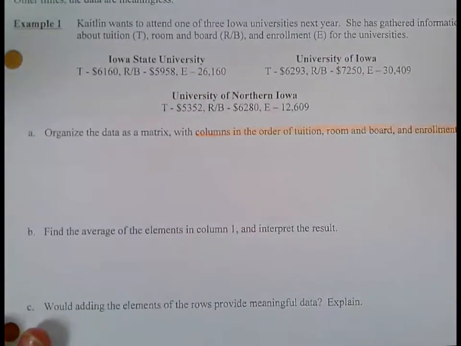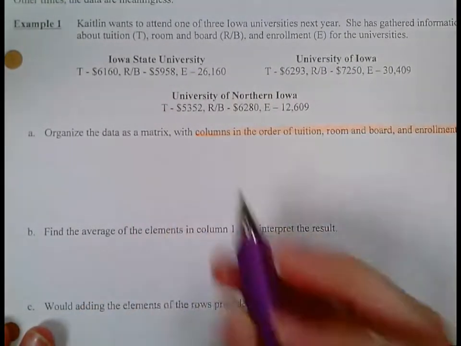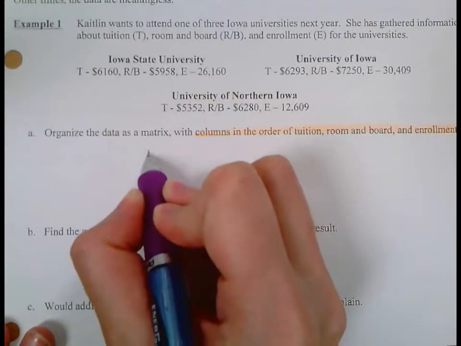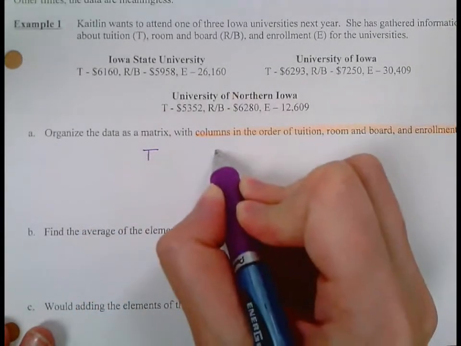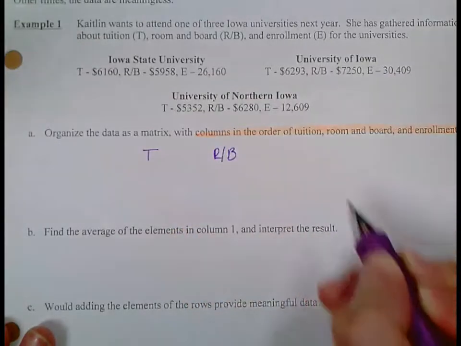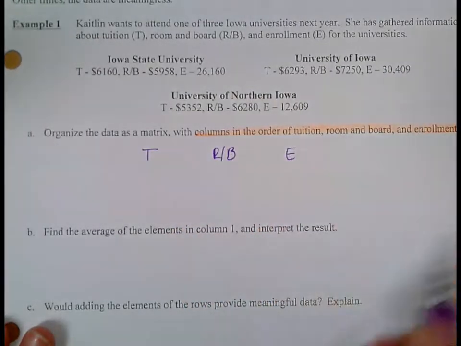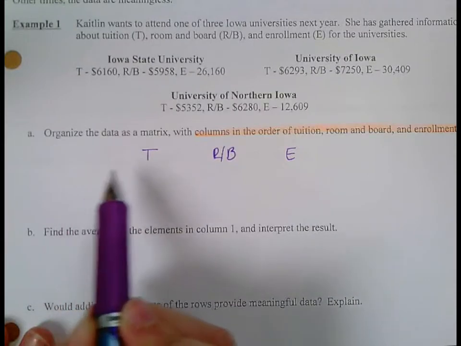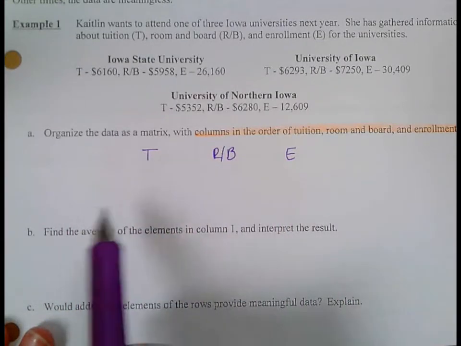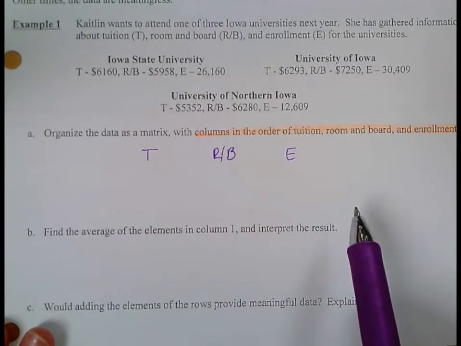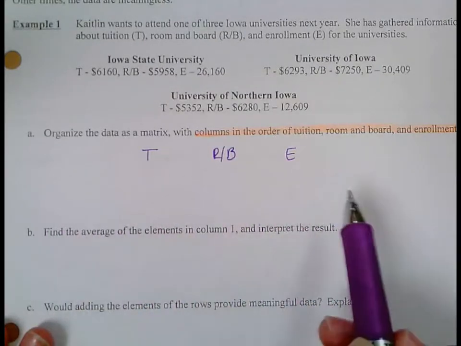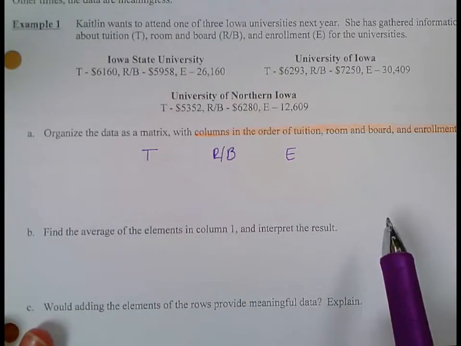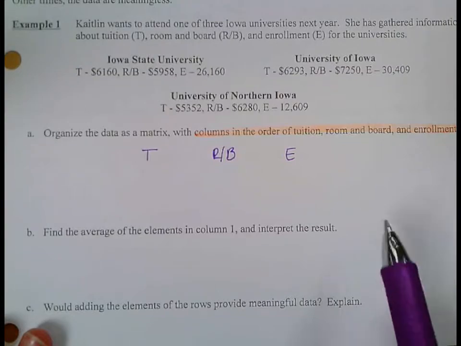So we're going to set up a matrix. I'm going to have 3 columns. Column 1 is going to be all of the tuitions. Column 2, all of the room and boards. And column 3, all of the enrollments. So I'll be listing those there. How would the data in the rows be organized then? What would each row represent? The school. Each school, yes.